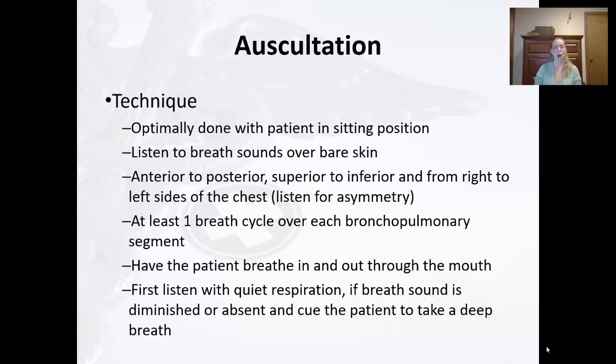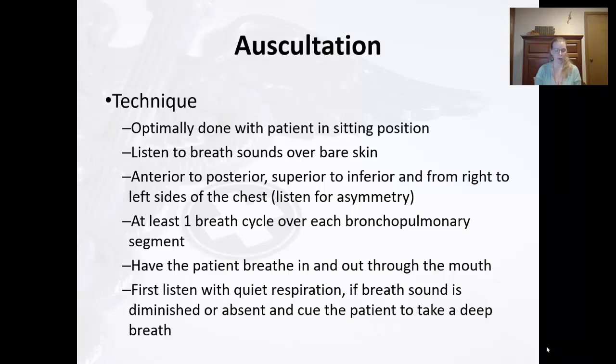Auscultation. So when we're auscultating patients, we optimally want to do this in a seated position. Now, in the post-acute setting, this shouldn't be a problem unless the patient is bedbound or wheelchair bound. In certain cases, they may not be sitting upright in the wheelchair. But if you have the option, you want to auscultate in a seated position. You also need to listen to the sounds over bare skin.